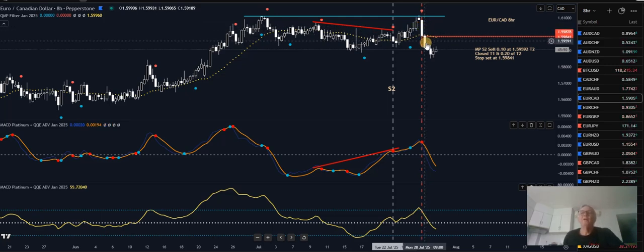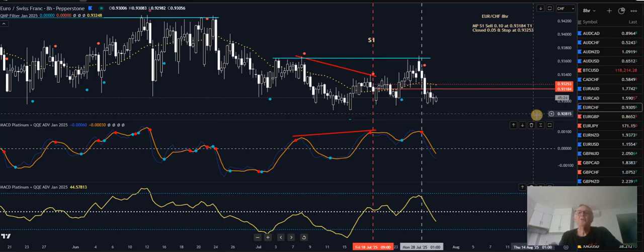Took a second sell, so price has come down through here. MACD platinum's gone through the 0 level. I've closed trade 1, which was this one here, and I've closed 0.2 of trade 2 and put a stop in place, just below the entry, which I can drag down. So I can't lose on that. It's a good result. That's what you want.